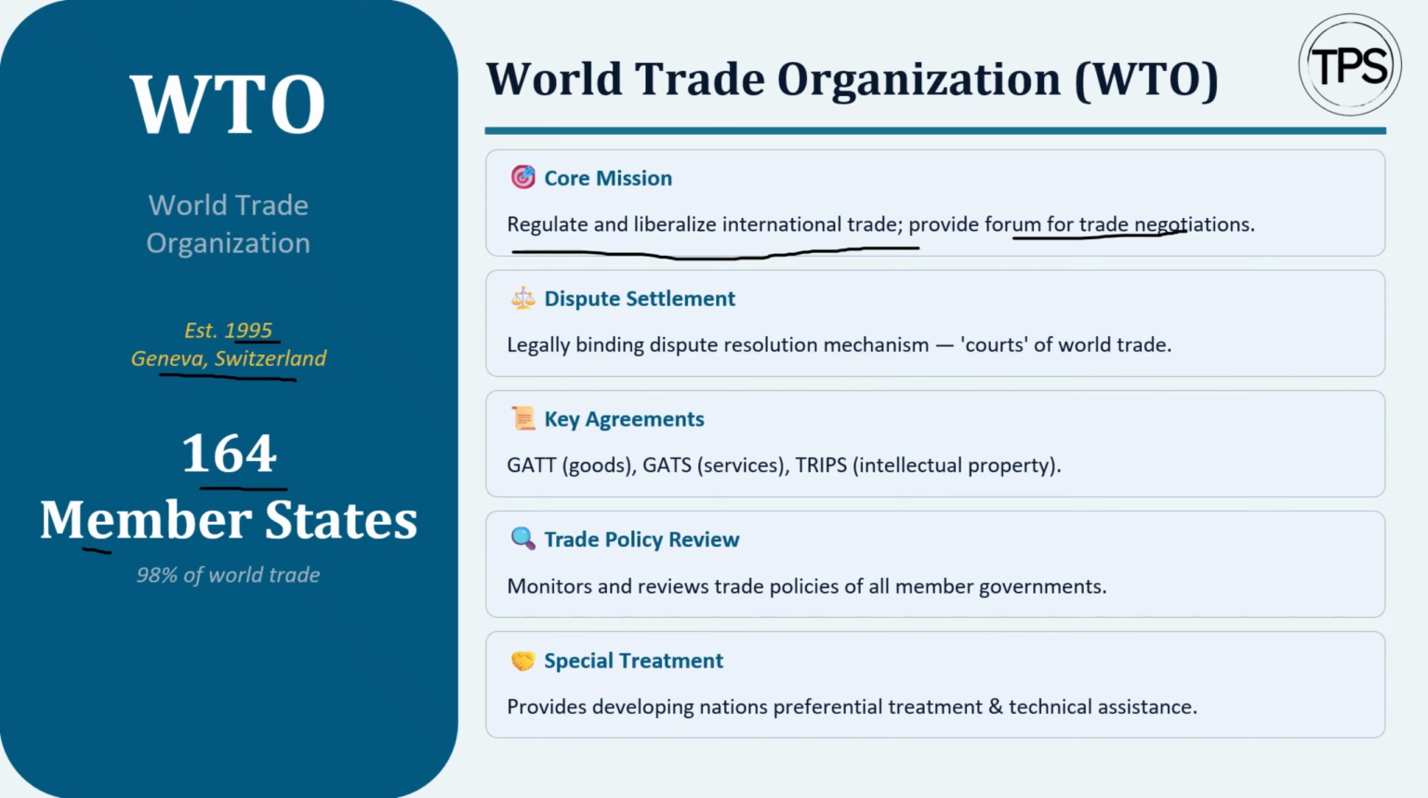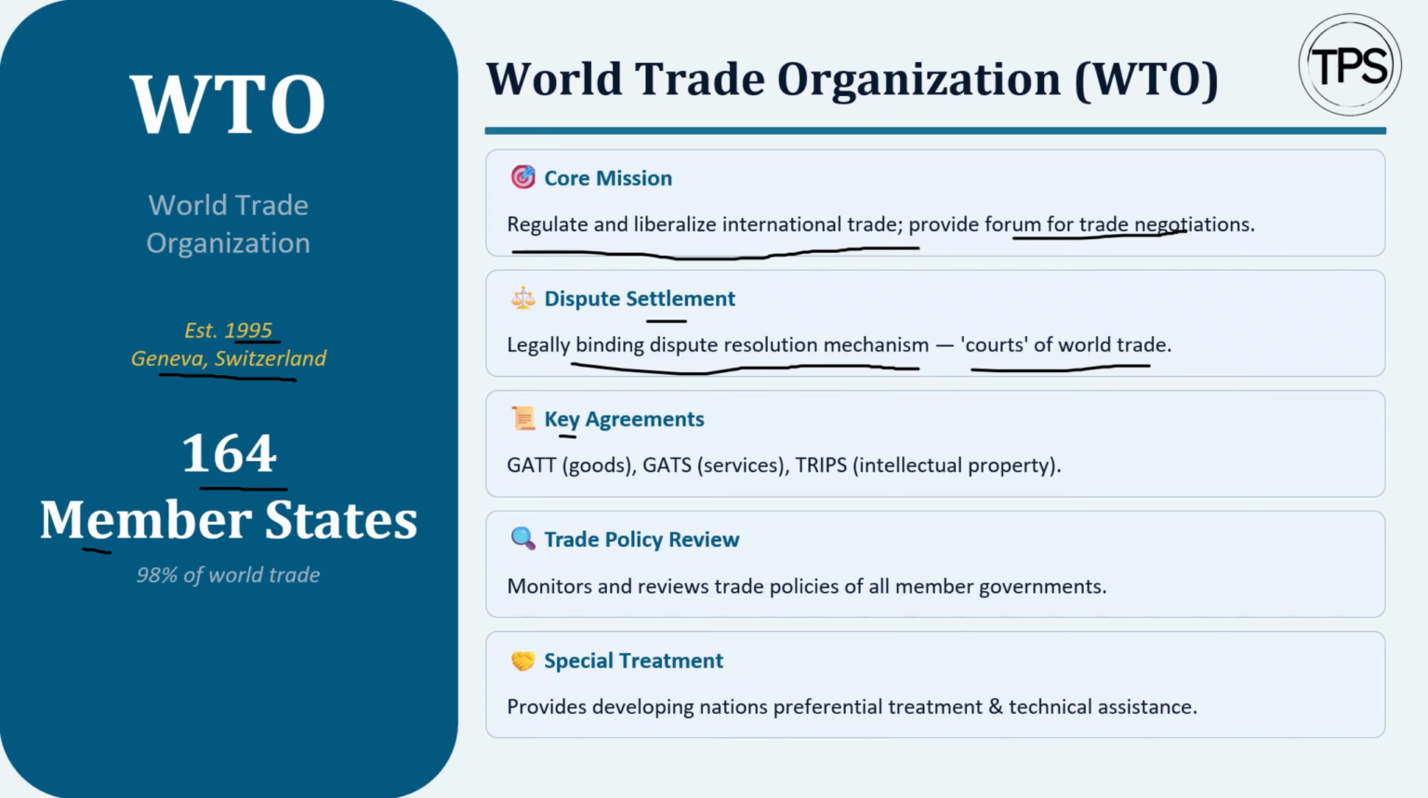It regulates and liberalizes international trade between different countries. Whenever there is a dispute between two countries, both countries go to the WTO for settlement. A legally binding dispute resolution mechanism: the court of world trade. Wherever there is a conflict in trade worldwide, it is a court. Understand what it is? It is a court for world trade.